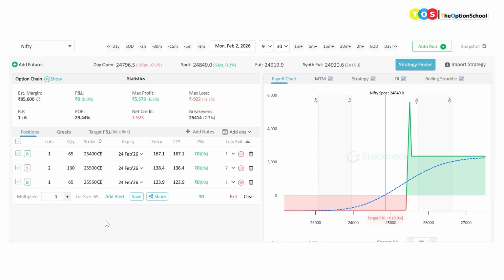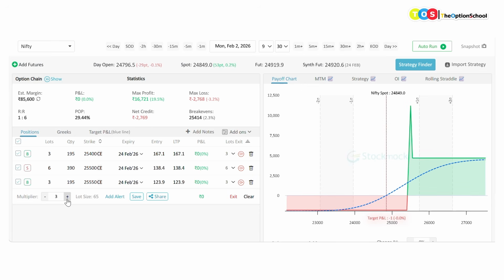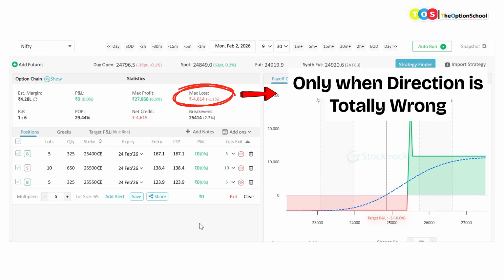used. And let us say I'm not doing one lot because I have a capacity that yes, I can take some risk. So what I will do, 2, 3, 4, 5 lots I will use. I'll use 5 lots. It is requiring around 4.28 lakhs. And for all 5 lots, my maximum loss is just 4,600 rupees. That is in case my directional view goes totally wrong, right?